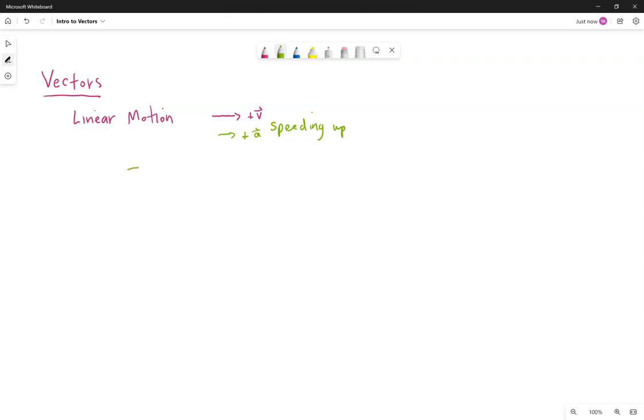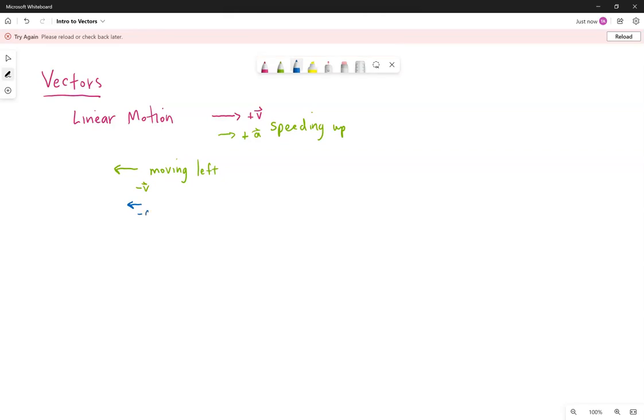Similarly, if an object was moving to the left, so moving to the left, we said, was a negative velocity. If it was speeding up, it had a negative acceleration, because the velocity and acceleration needed to be in the same direction to speed up.